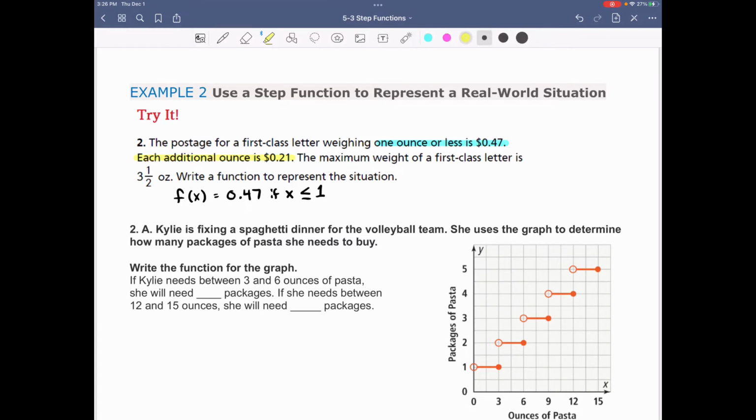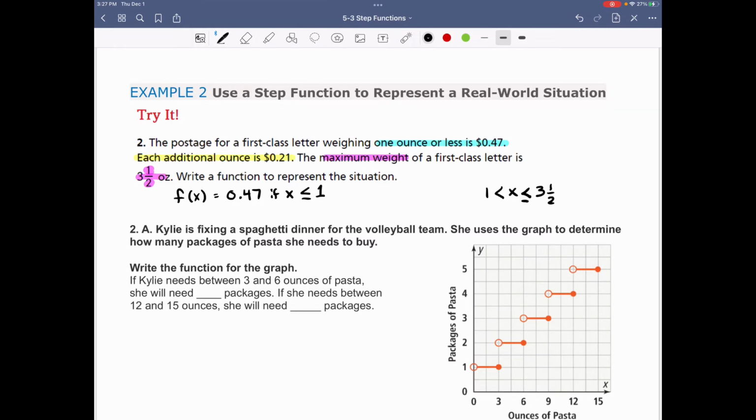But then there's the part that says each additional ounce is 21 cents. We also need to think about that the first class letter maximum weight is 3.5 ounces. That's the maximum weight that we can send. That being said, our x, which is the weight of the package that we're sending, has to be less than or equal to 3.5 ounces, or greater than 1. That would be our interval for when we're paying 21 cents more per ounce.